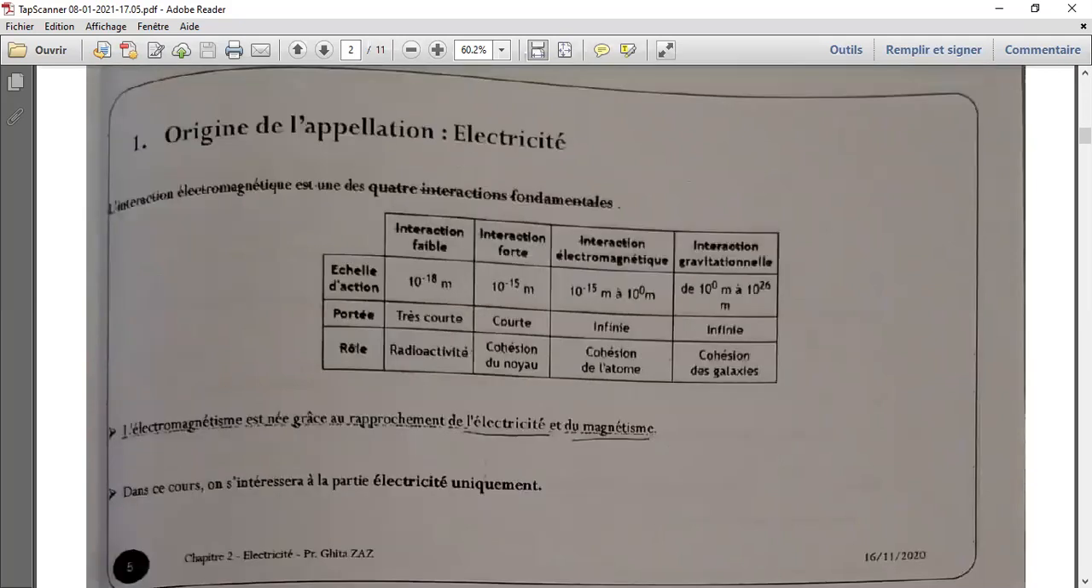So it continues saying here that électromagnétisme est né grâce au rapprochement de l'électricité et du magnétisme. So the bulletin is saying that the word electromagnetism, or the phenomenon of electromagnetism, is made up of two words, electricity and magnetism. Basically, electromagnetism is the relationship which is formed between electricity and magnetism.